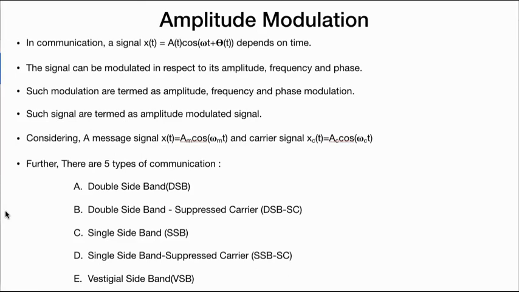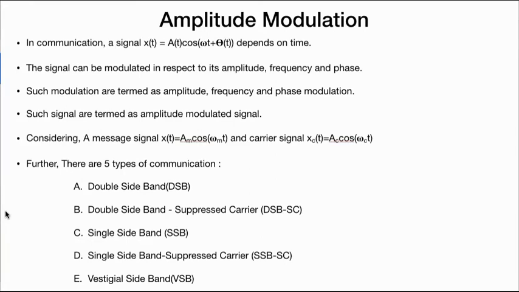Now consider a message signal x of t equal to Am cos(omega m t) and carrier signal xc of t equal to Ac cos(omega c t). Okay, these are the two signals that will be the basics of our modulation process. x of t will be the message containing the information and it will be a low frequency message, and xc of t will be a carrier signal which will have quite a large frequency.